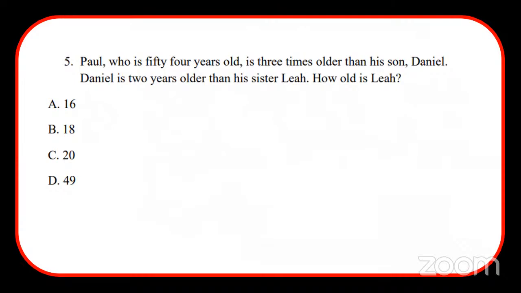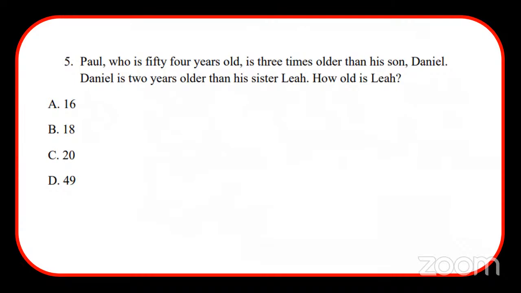Okay, 3 times older. 54 divided by 3 is 18. Daniel is 18. Daniel is 2 years older than Leah. Good. So 18 take away 2 is 16. Leah is 16.